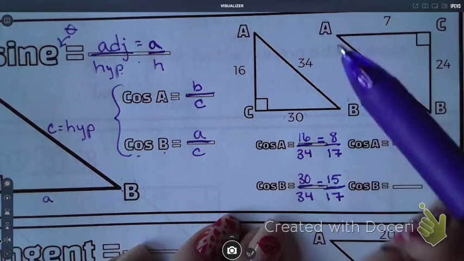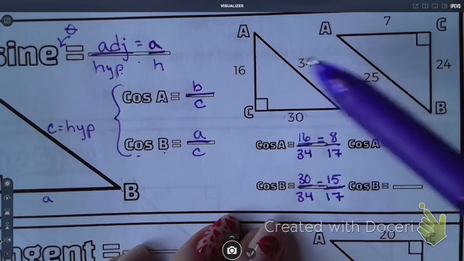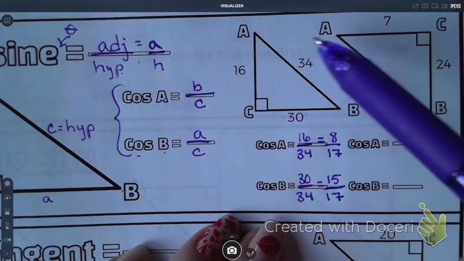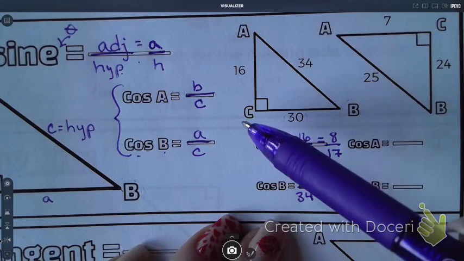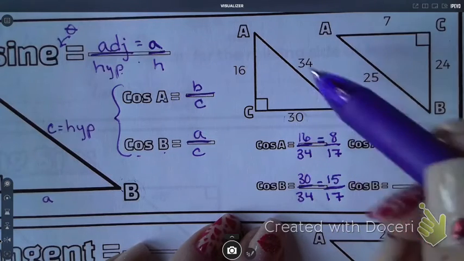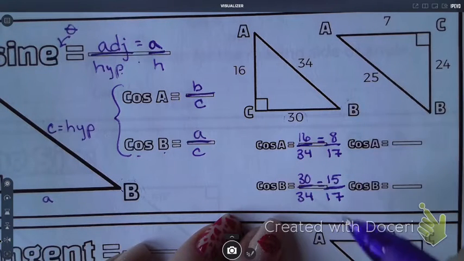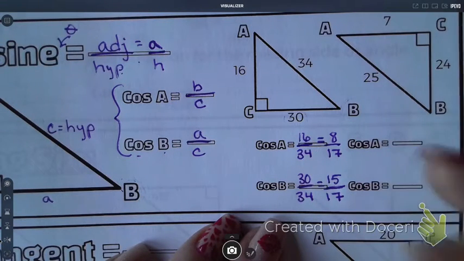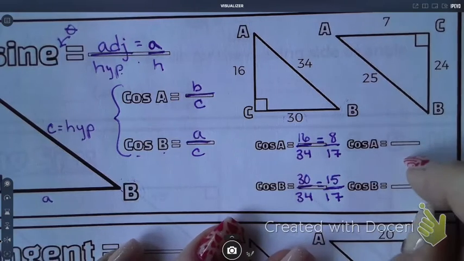Okay, now before I started, I see 16, 34, and 30. Could I have divided them all by 2 before I even started? Yeah. But we typically don't want to change the sides of the triangle, right? But don't forget to reduce, okay? So try that next one on your own.